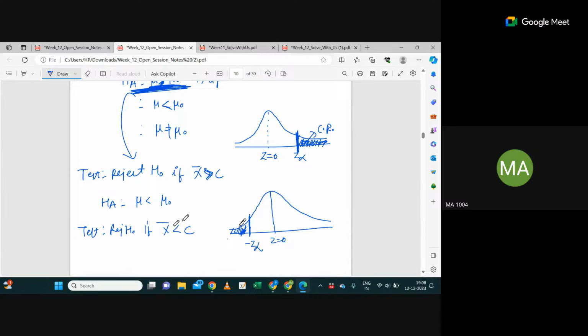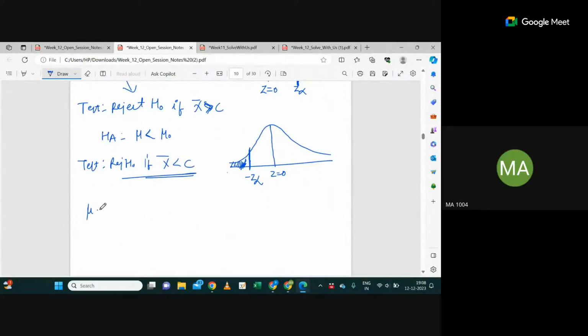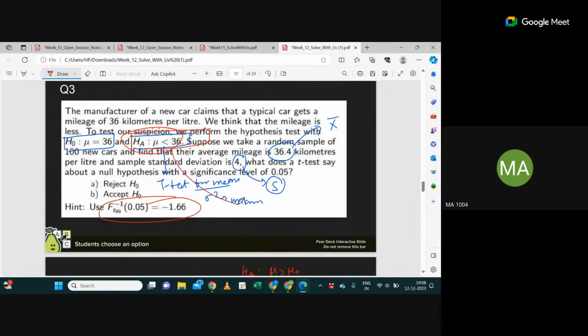Okay. So based on your hypothesis, you will define whether your x bar is less than c or greater than c, or whether it's modulus of x bar minus mu greater than c. If it's two-sided, mu is not equal to mu naught, then you will reject your H naught if modulus of x bar minus mu is greater than c. This means x bar is greater than some mu plus c, or x bar is less than some mu minus c.